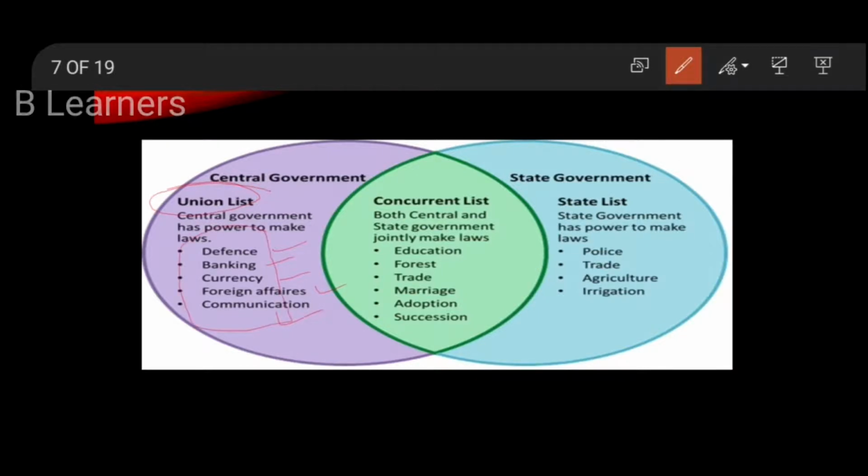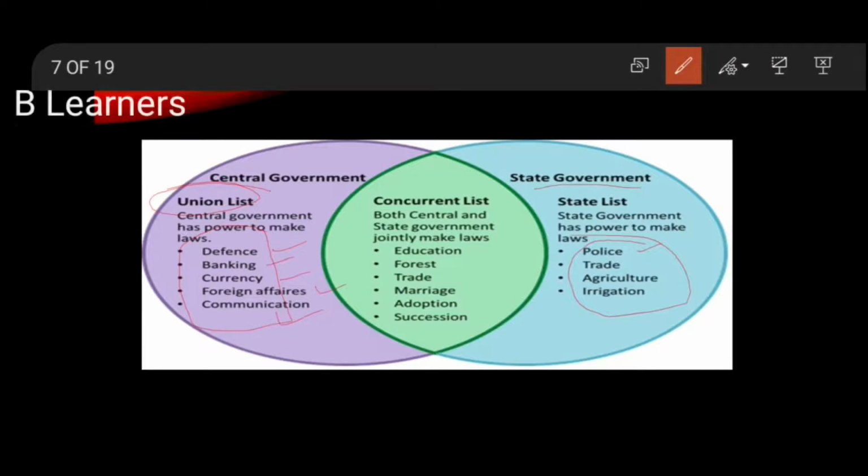Now talking about the state government, it has the power to make laws on police, and this police must be within the state. If the state government makes any law related to the police, that police must be within the state, not outside the state. Means the Bihar government will not make any laws for the West Bengal police. The Bihar government will make laws related to the police within Bihar only. So within the state. Trade also, then comes agriculture, irrigation. These are the areas where the state government has the right to make laws.